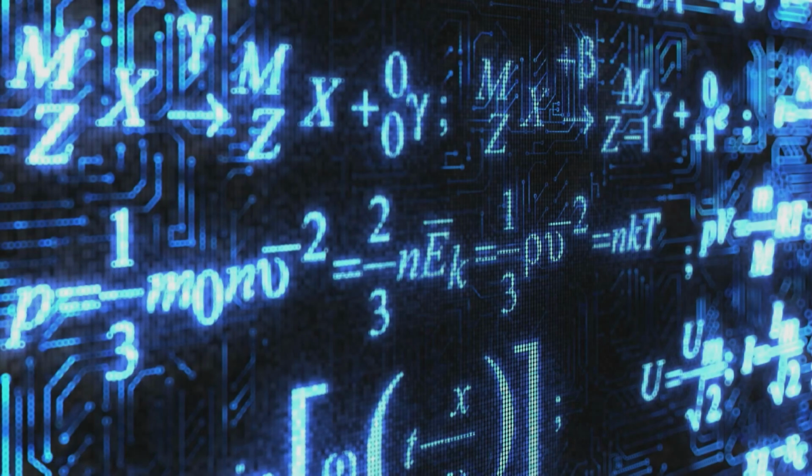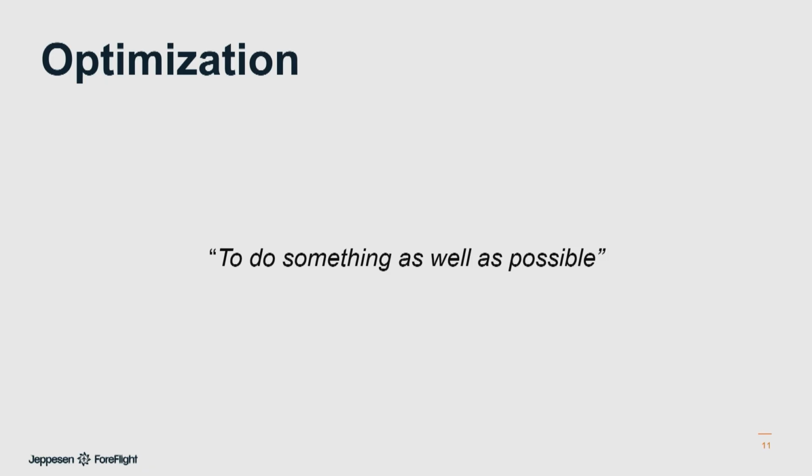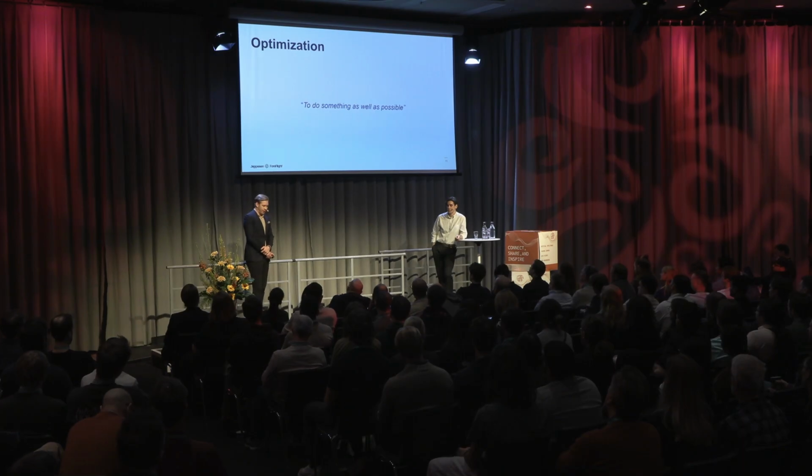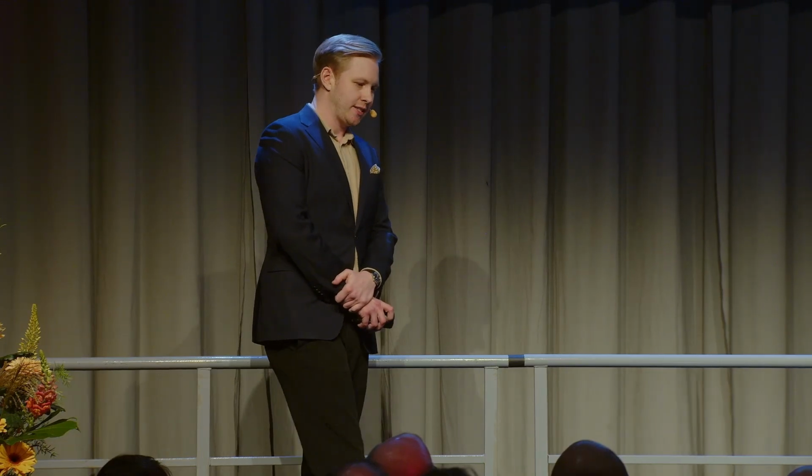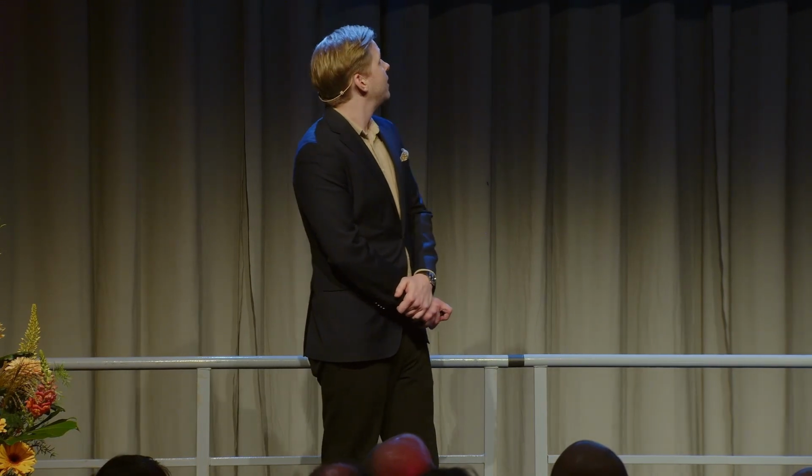And on to optimization and what we use to solve this. One definition of optimization could be to do something as well as possible. And how we tackle this problem is that we set it up as an optimization problem with an objective function.